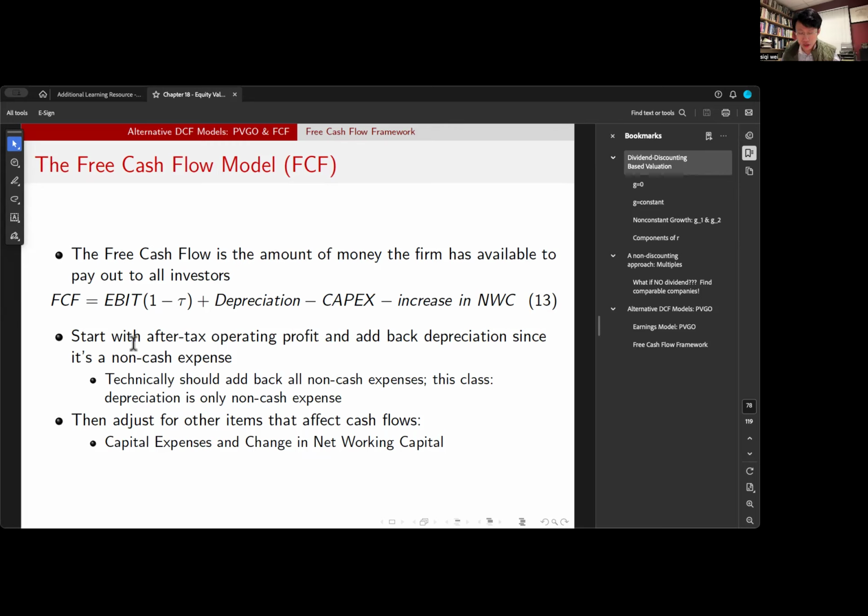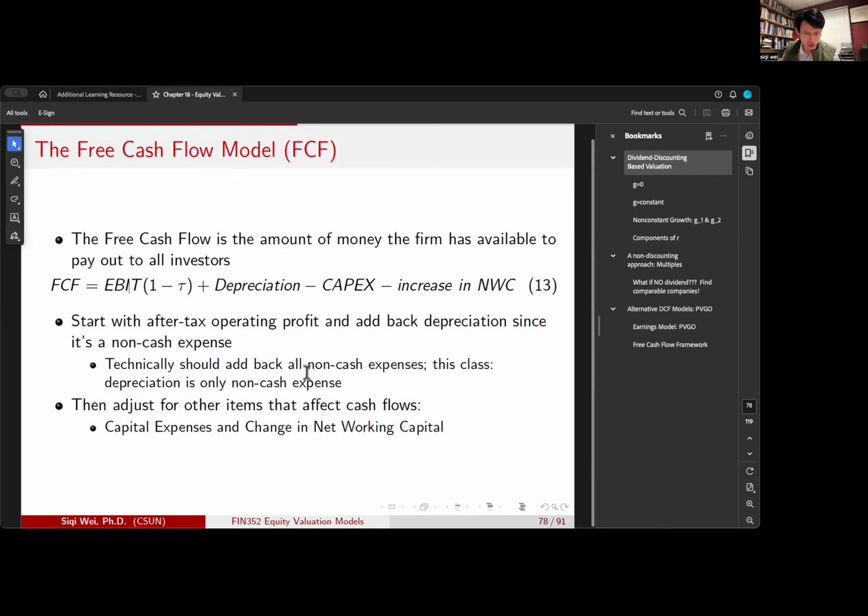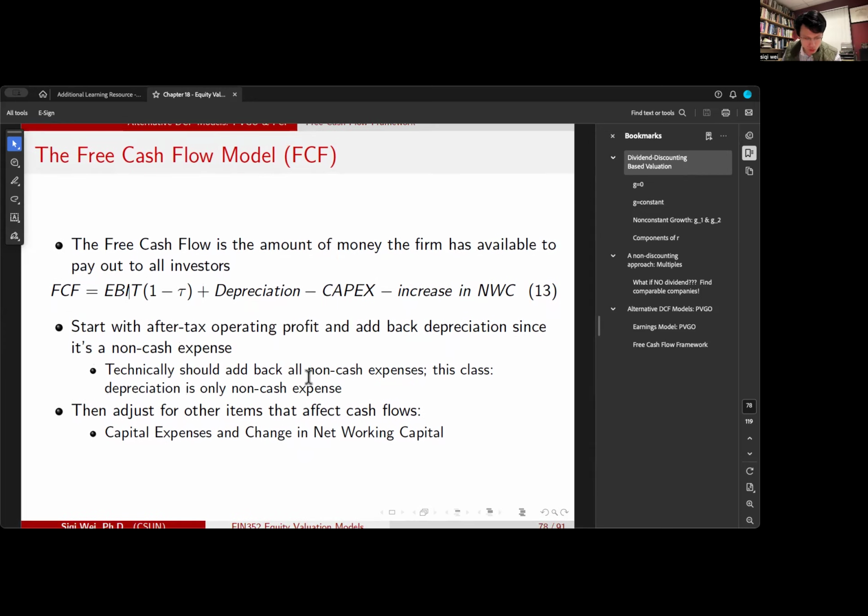So your textbook gives you this formula: free cash flow equals after-tax EBIT, adjusted by the depreciation, minus capital expenditure, minus the change in net working capital. This is just some sort of accounting adjustments to gauge the free cash flow. I won't test you on this formula, but it's a pretty standard practice to calculate the firm free cash flow.